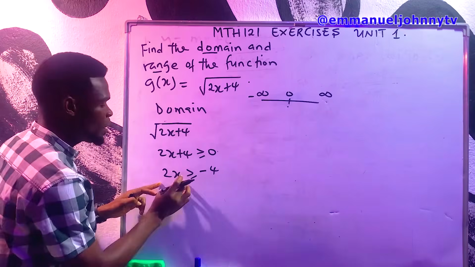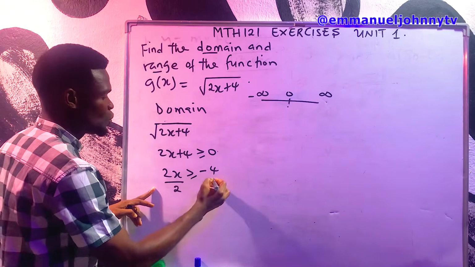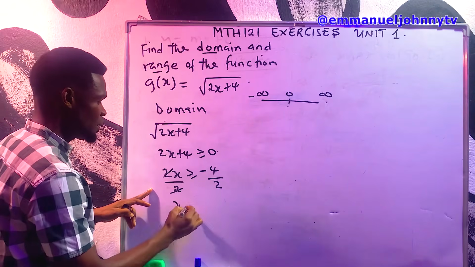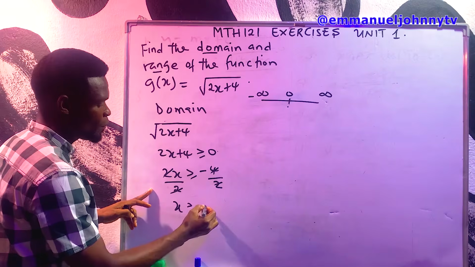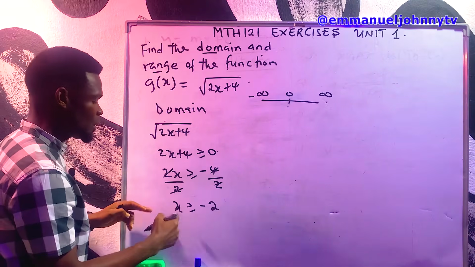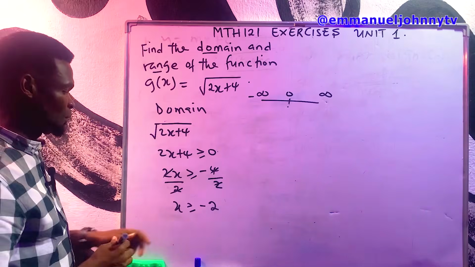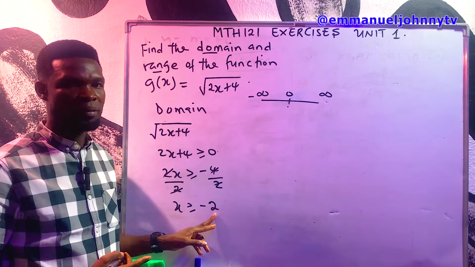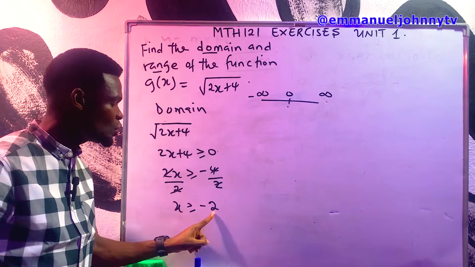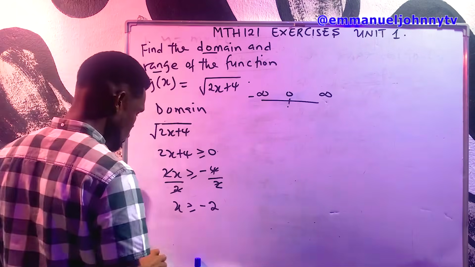So from here, let us find the value of x. Of course, you divide both sides by 2. If you do that, x is greater than or equals to 2 goes into minus 4. That will give you minus 2. So that means that x is greater than or equals to minus 2. This minus 2 here, we call it the critical point. So you can now use this minus 2 and put it on the number line.